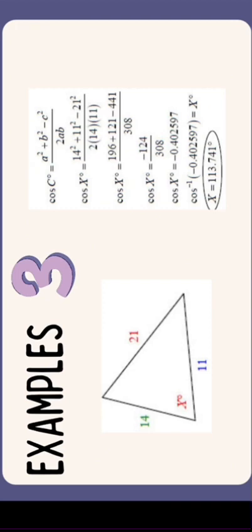Then we have cos x equals minus 0.402597. And last step, we have cos minus 1 of minus 0.402597 equals x. And last, the final result: x equals 113.741 degrees. As you can see, this is a very easy example that you can see here and understand pretty well. Then we continue with my friend Ivana.